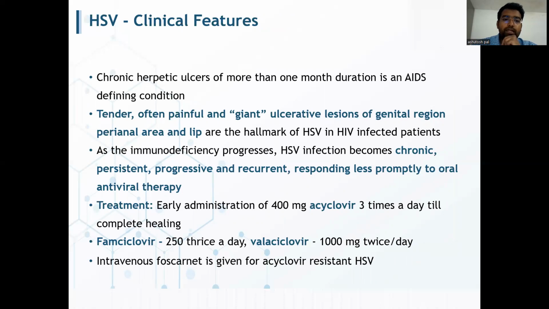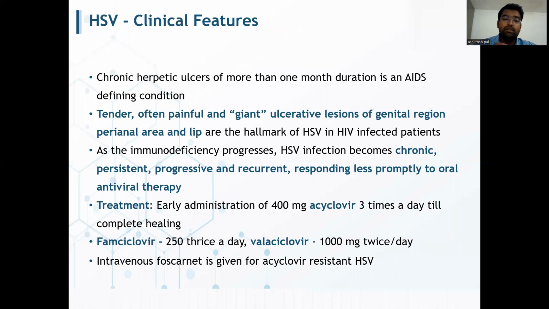It appears as a tender, often painful, and giant ulcerative lesion on the genital region, perianal area, and lip, which are the hallmark of HSV in HIV-infected patients. As the immunodeficiency progresses, HSV infections become more chronic, persistent, progressive, and recurrent, responding less promptly to oral antiviral treatment.